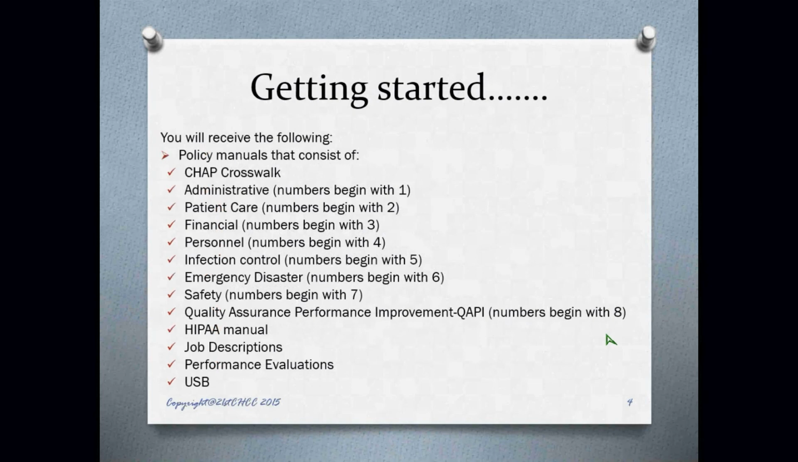So when you get your policies, these are all the policies that you're going to receive. You're going to receive a number of manuals. Inside those manuals, you're going to receive a CHAP crosswalk, and we're going to talk about that in a little bit. Your administrative policies will all be together, and they will all begin with the number 1. Your patient care policies, which talk about how you're going to take care of the patient, admit the patient, discharge the patient, and so forth, all begin with the number 2. Your financial policy manual are your number 3 policies. Personnel are going to begin with the number 4. Infection control are going to be number 5 policies. Emergency disaster 6, safety 7, your quality assurance performance improvement, also known as your QAPI, they're going to begin with 8.